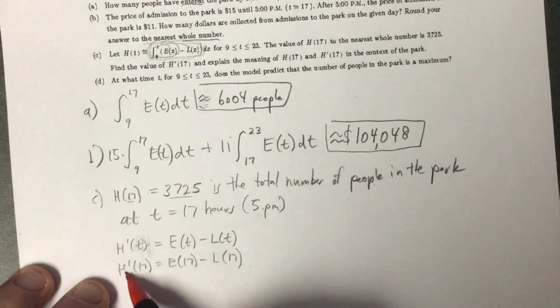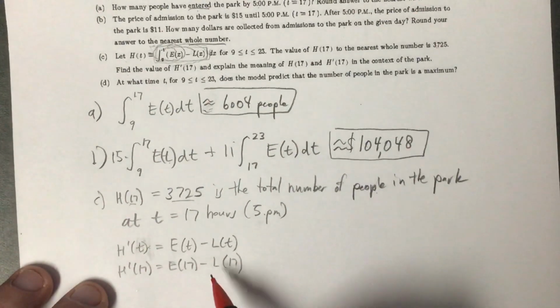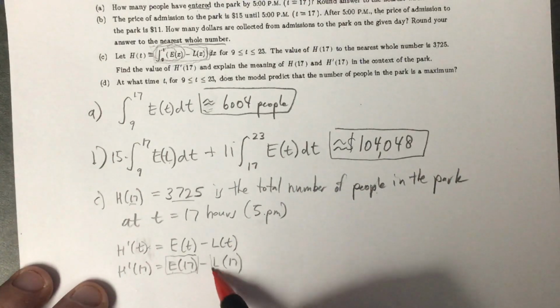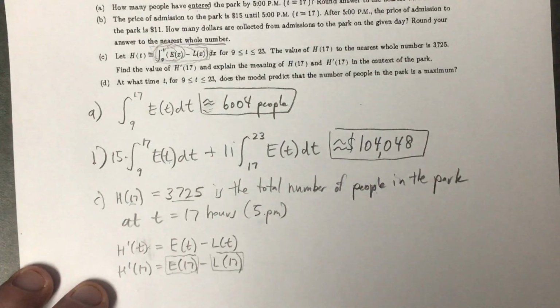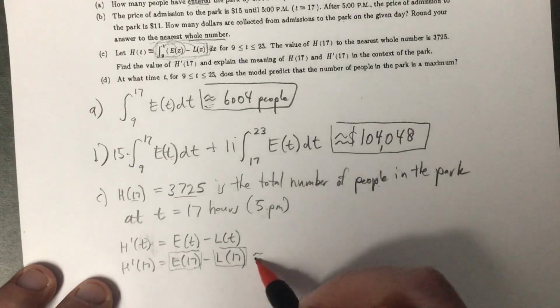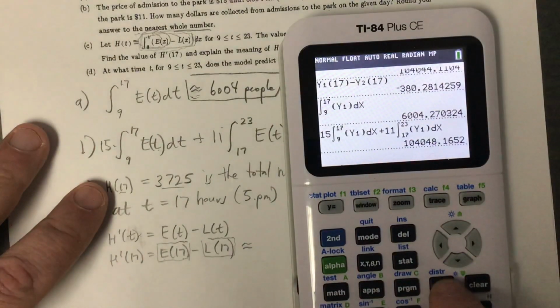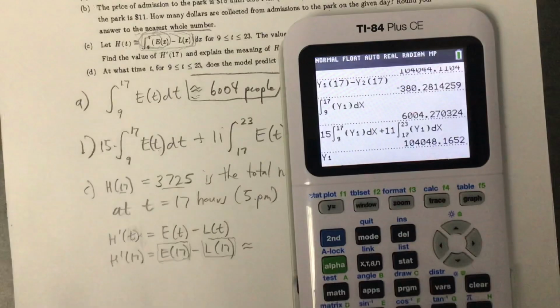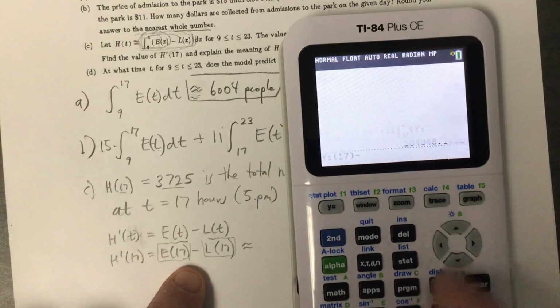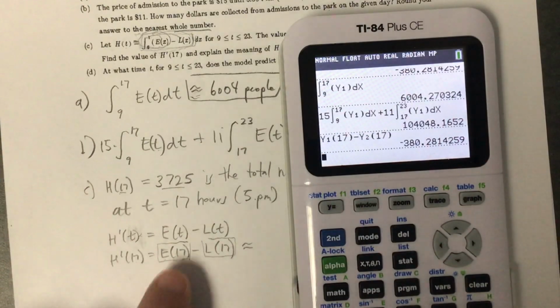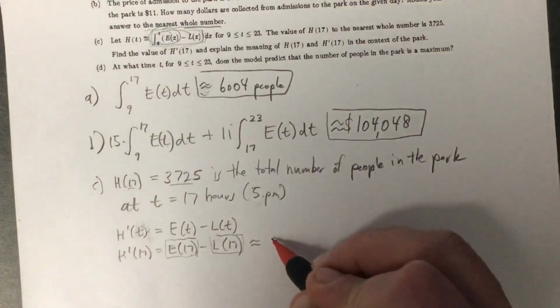So let's think about what h prime of 17 is based on what these are. Well, e of 17 is the rate at which people are entering the park at 5. This is the rate at which people are leaving the park at 5. So let's calculate that. So this is approximately, in my calculator we'll do function notation. So let's use our calculator for this one. I know I did my e function as y sub 1, so y sub 1 of 17 minus y sub 2 at 17, and boom, we get negative 380.28.